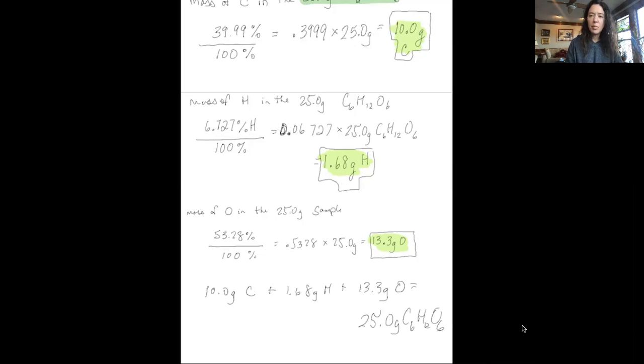Okay, percent composition by mass, mass of the element divided by mass of the compound. We can use that to determine the mass of an element in a sample of a compound. We could take this many different directions, sort of, okay?